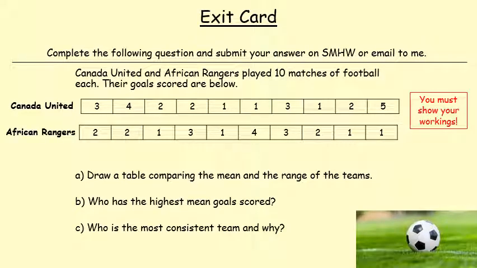Finally, we have our exit question. So we're comparing 2 sets of data of made-up football teams. They've played 10 matches of football each, not against each other, just at all, and their goals scored are below. I want you to draw a table comparing the mean and range of the teams. Part B, what's the highest mean goals scored? And part C, who is the most consistent team and why? So thinking about the range.